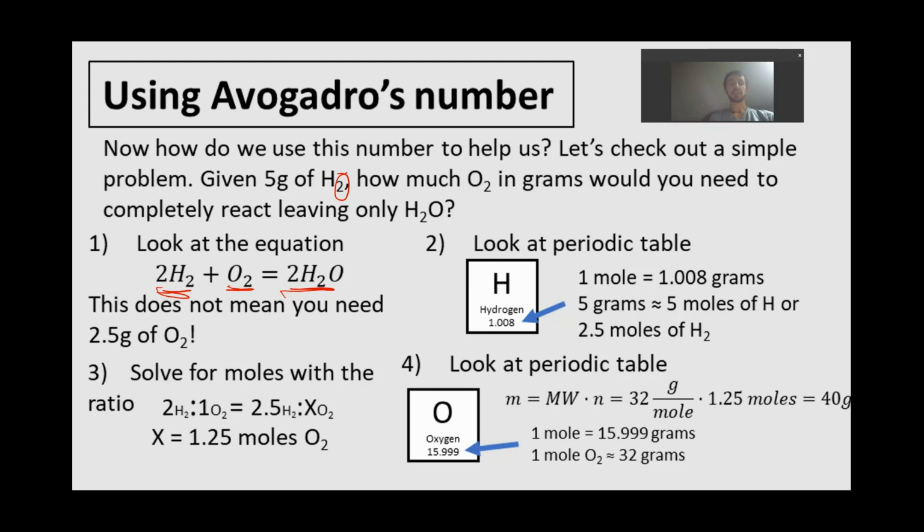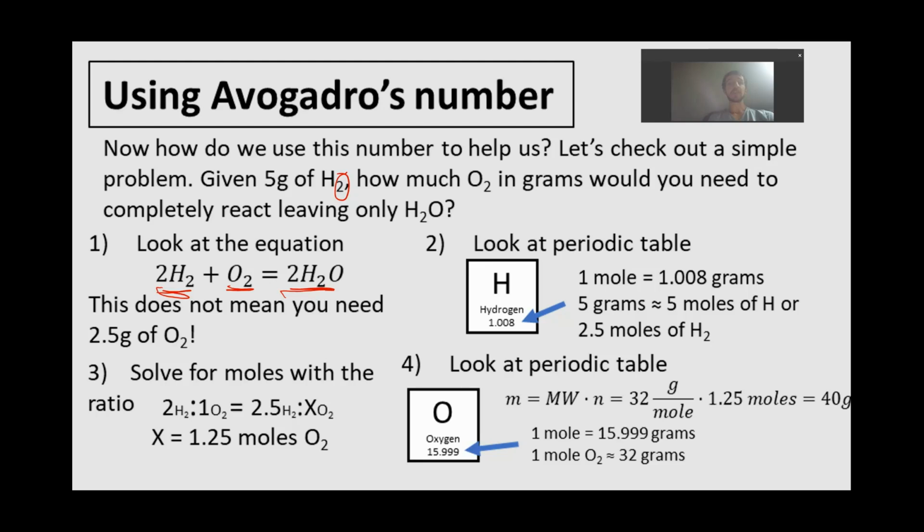Now, just to start off, this does not mean at all, no way, never, that you need 2.5 grams of O2. I've got 5 grams of H2. Well, it's 2 to 1, so 2.5 grams of O2. The only way that would be the case is if they had the same molecular weight, and they do not. Oxygen is way bigger than hydrogen. Okay, so that's step 1. Look at the equation and see the relationship.